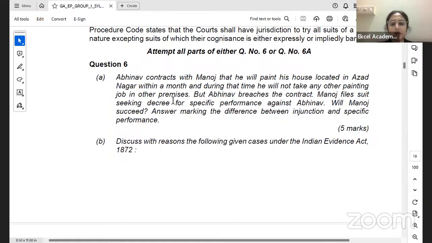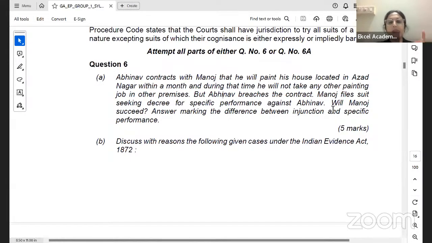Abhinav contracts with Manoj that he will paint his house located in Azad Nagar within a month. He says, I'll paint your house within a month, and during that time he will not take any other painting job in other premises. I have accepted the contract that I'll paint your house for one month, and during this time I will not work for anyone else. But Abhinav, after accepting, breaches the contract. Manoj files a suit seeking a decree for specific performance.